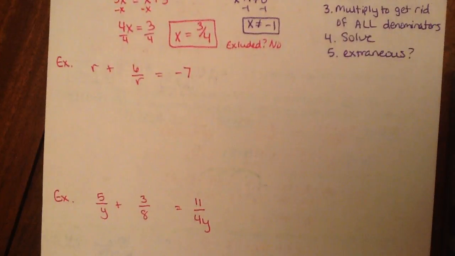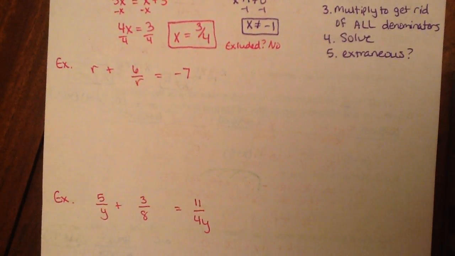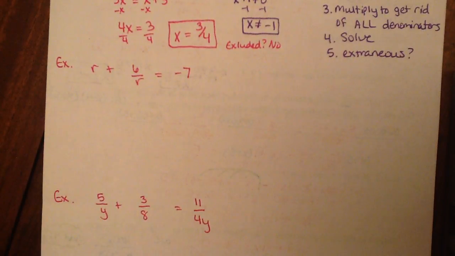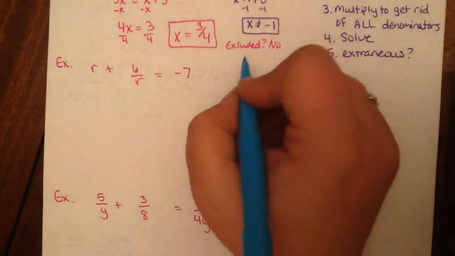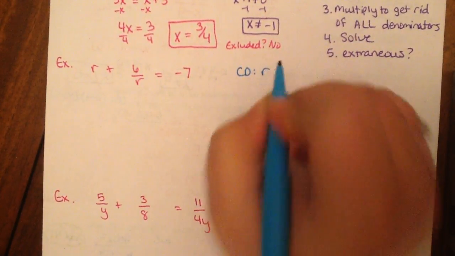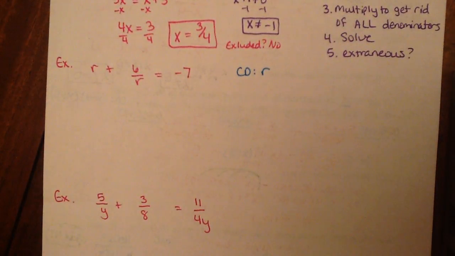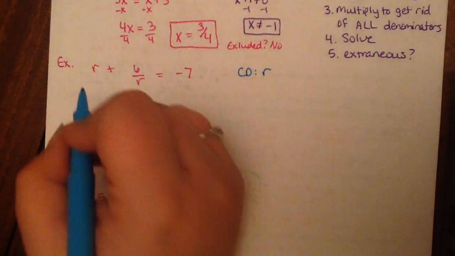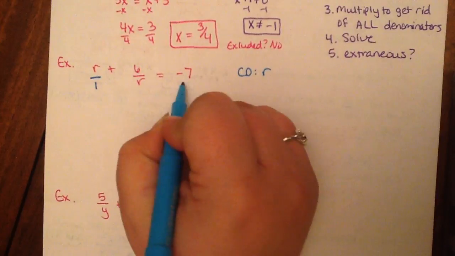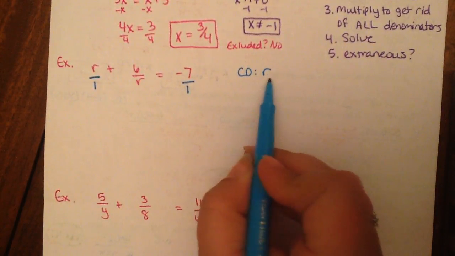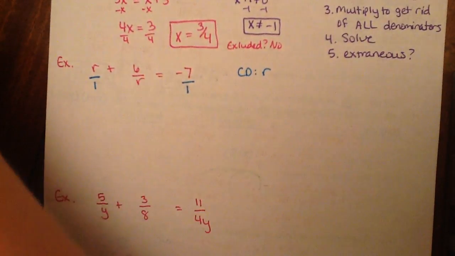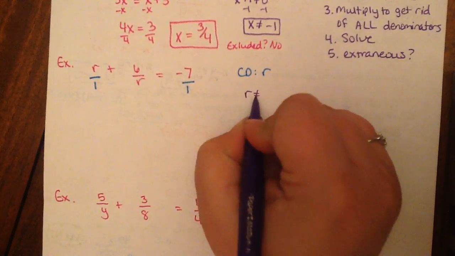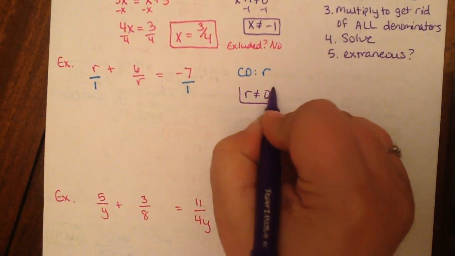Okay, next. r plus 6 divided by r equals negative 7. So first step is to factor the denominator. Well, looks like the only denominator I have is r. So let's just go with that as our common denominator. So my common denominator is r. Well, though, could I give these ones denominators? I can always put them over 1. Okay, well, does multiplying 1 times r change it? No. So we'll just leave it like that. So our common denominator is r, and for our excluded value, r cannot equal 0. Oh, and there's nothing to solve, so that's my excluded value.